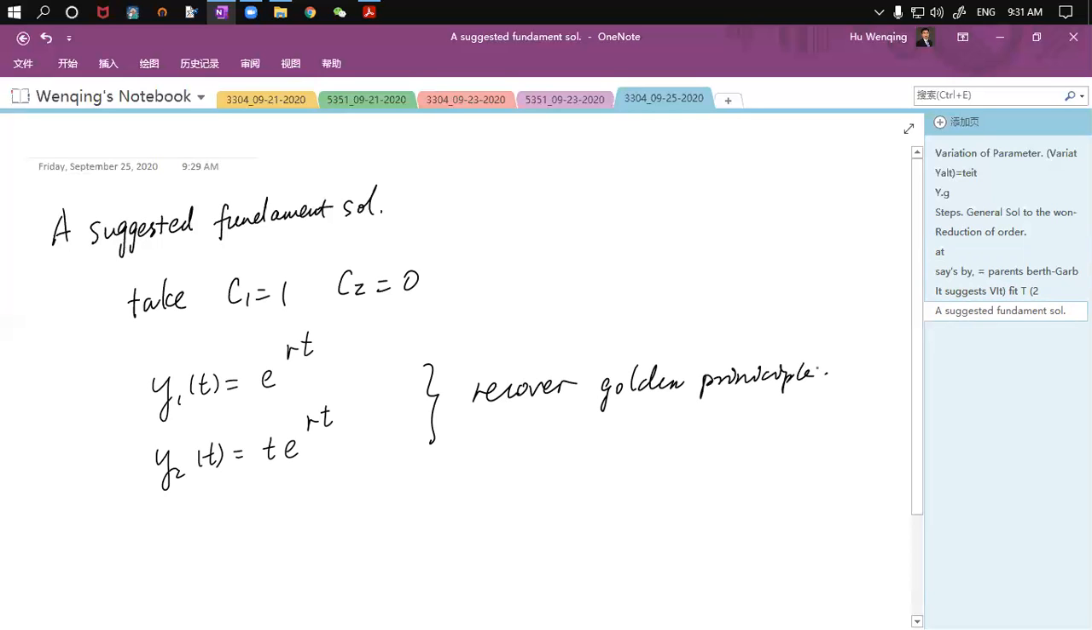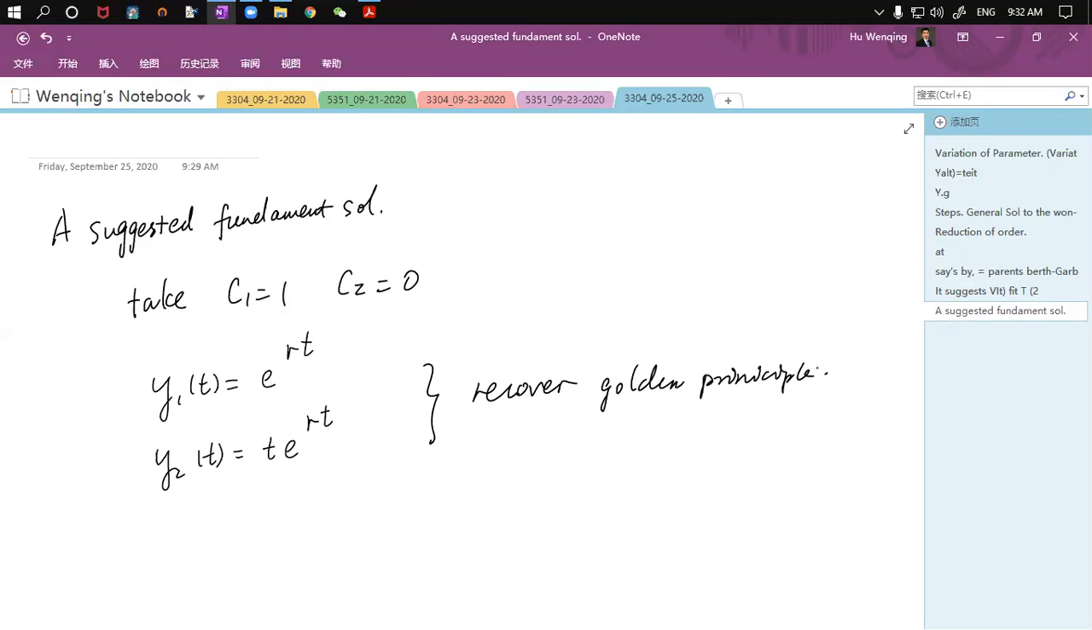It recovers the golden principle, right? So this is the way you find a second solution from the first guess. That gives us a more thorough and solid method of guessing. As long as you have the second order homogeneous equation, you guess one solution. Now you want to guess the other solution. How do you guess the other solution?